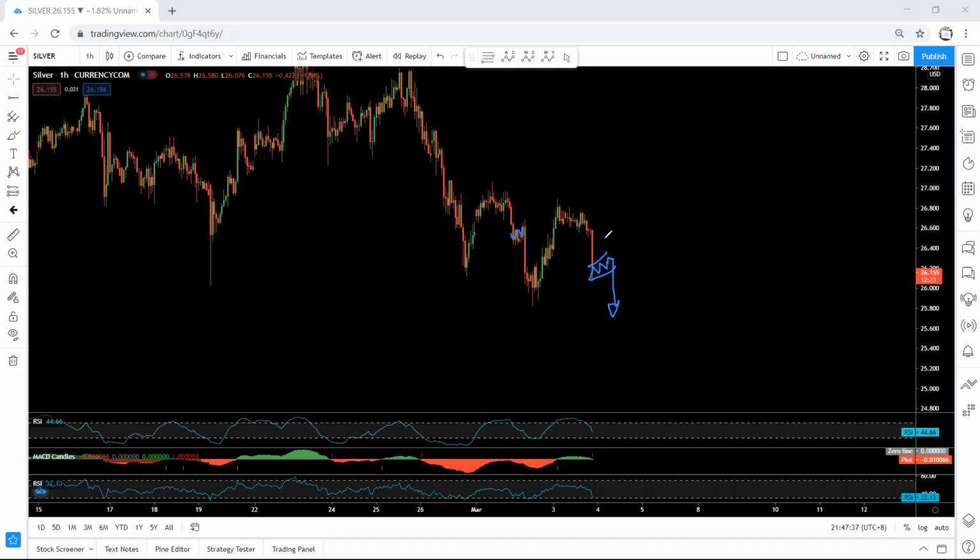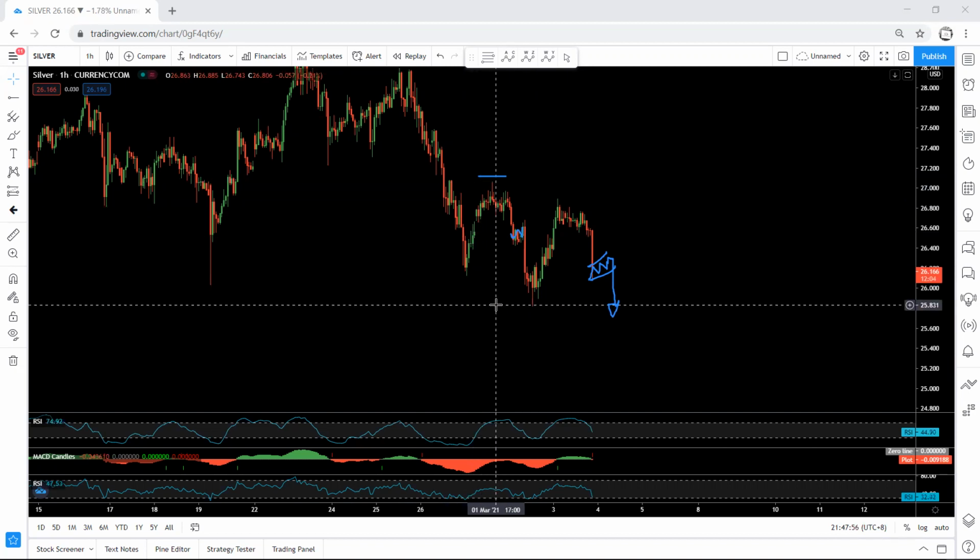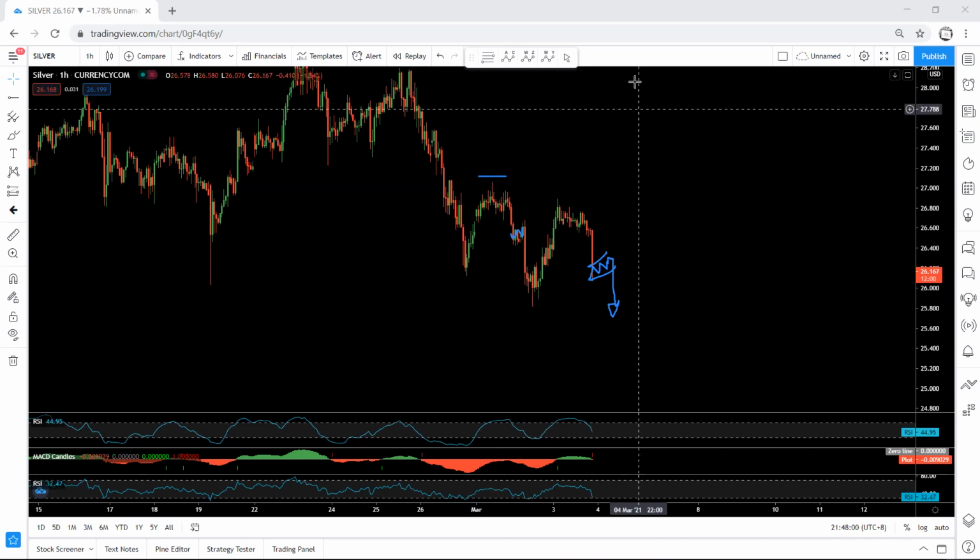One thing, if anyone wants to take this trade in terms of risk and reward, the stop loss will be above here, which is 27.1, exactly 27.06. And the target will be the breakout of this. Whether they want to take this trade or not depends on them.